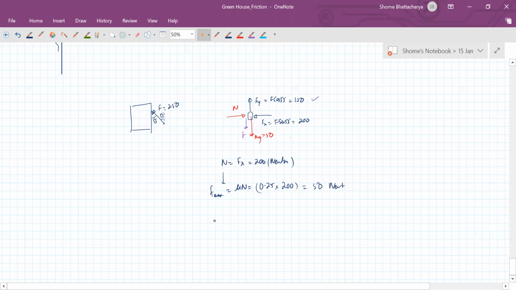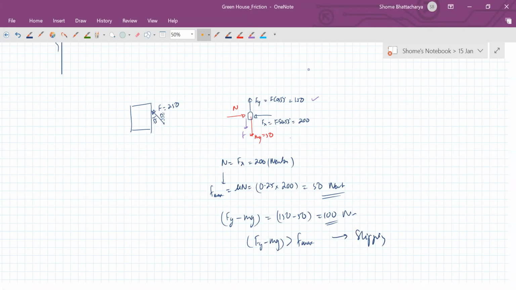Okay. So now you can see that Fy minus mg, that is how much? 150 minus 50. So that's 100. Whereas the maximum friction is only 50. So Fy minus mg, which is the tangential force, is greater than maximum friction. That means slipping will take place. Okay. So if slipping is taking place here, it will accelerate like this upwards, and this will be kinetic friction.